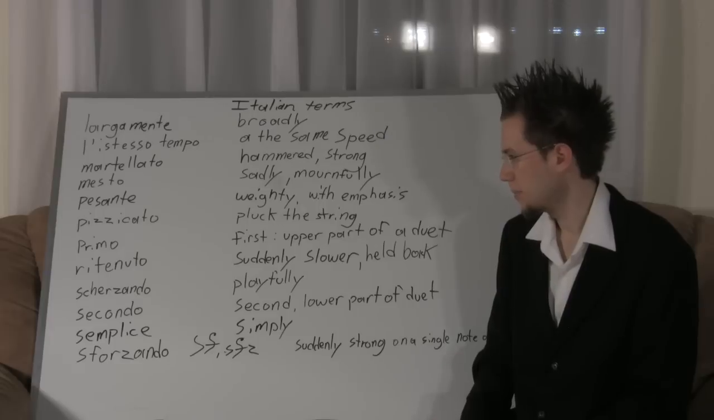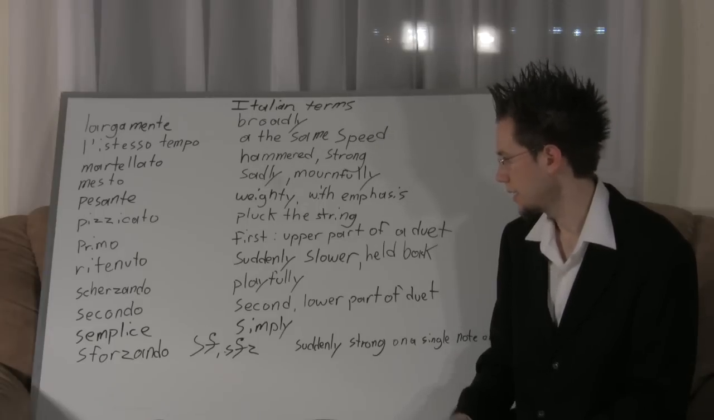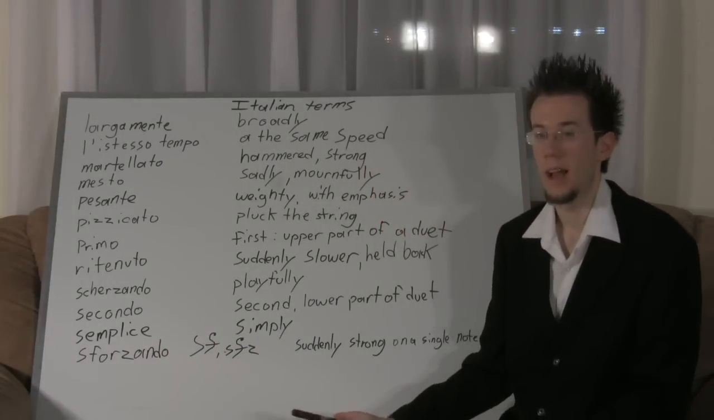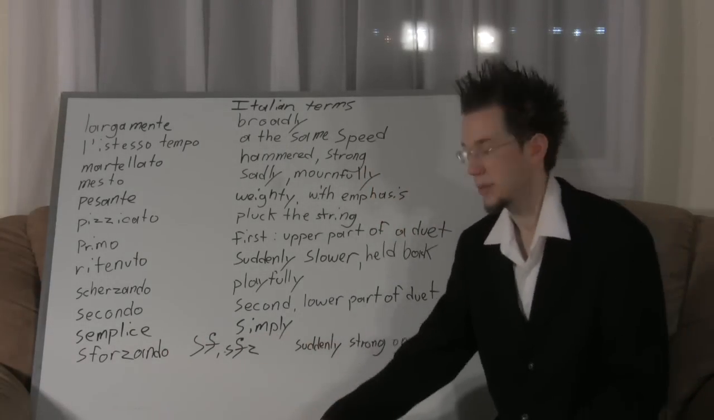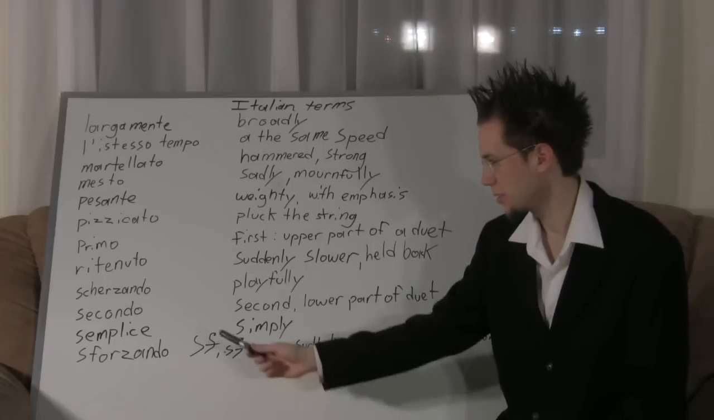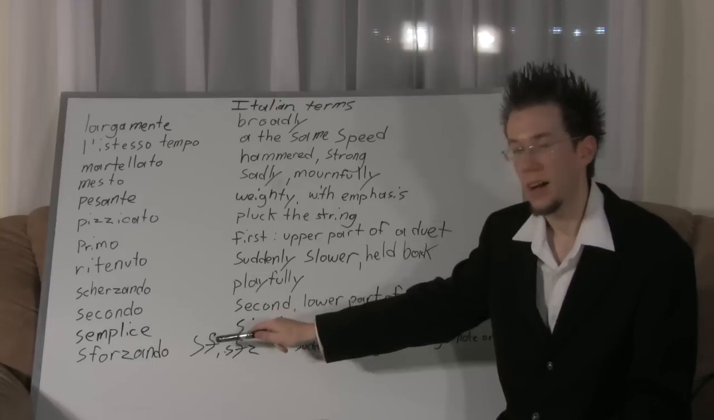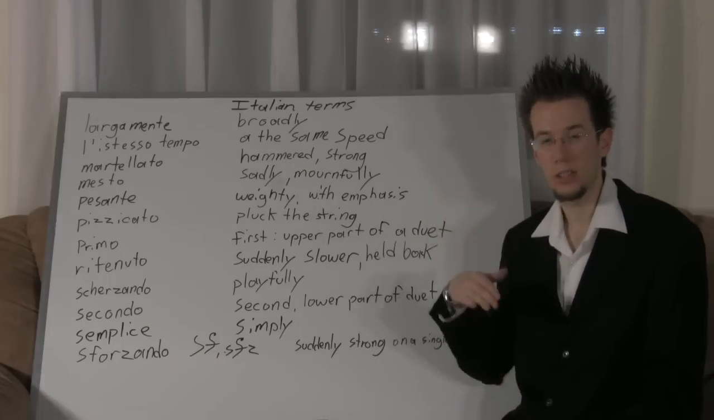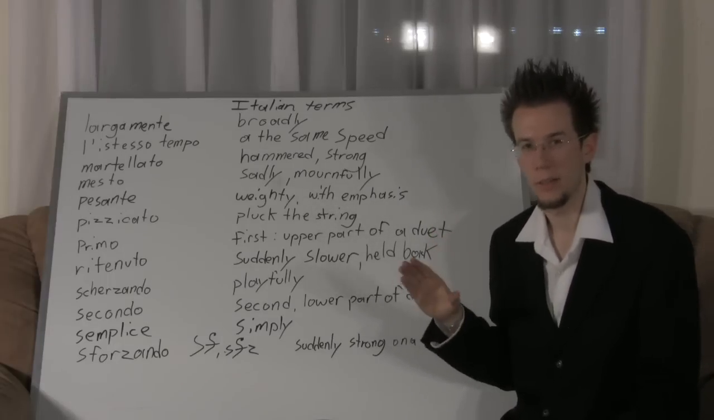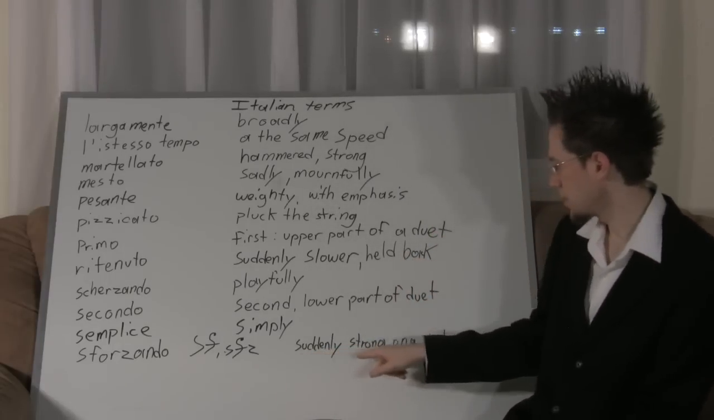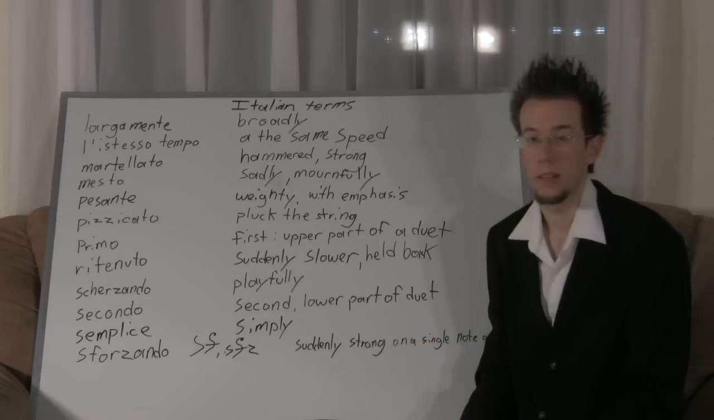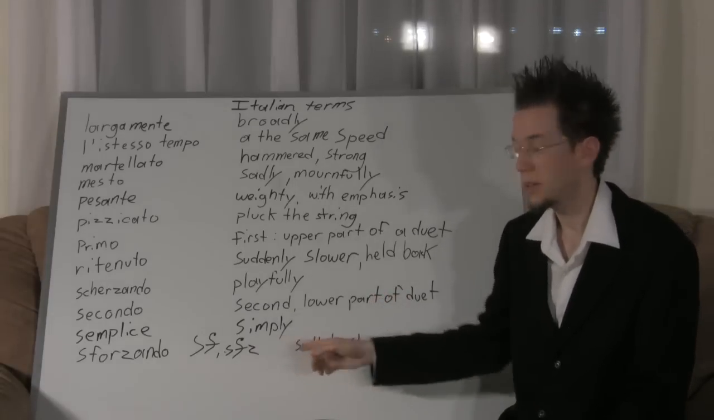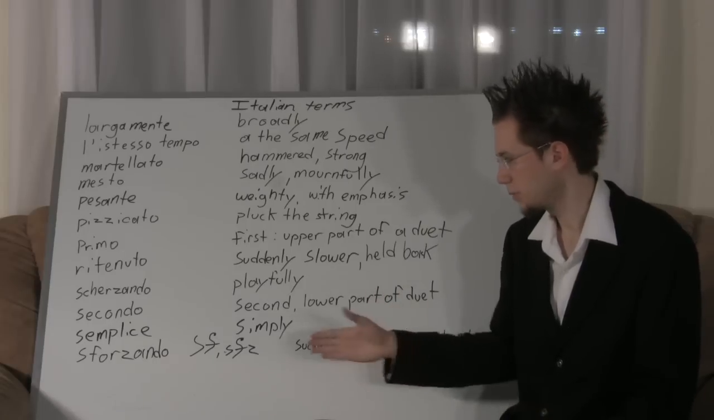It's S-E-M-P-L-I-C-E, and it means simply, okay? And then the bottom one here is sforzando, which I've seen a billion times, almost all the time. This is so common. So sforzando, it's SF in your music, or SFZ, and it's usually just above or below or in between the notes that you're supposed to play, and it means suddenly strong on a single note or chord, and it's actually a lot like an accent. We've covered accents before, so it's pretty much the same thing as an accent, but a different way to write it out.